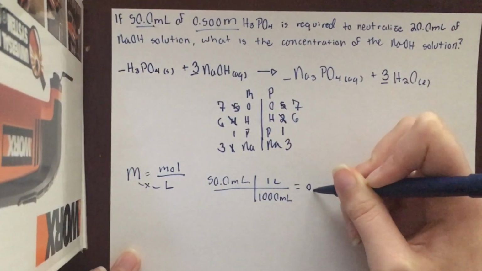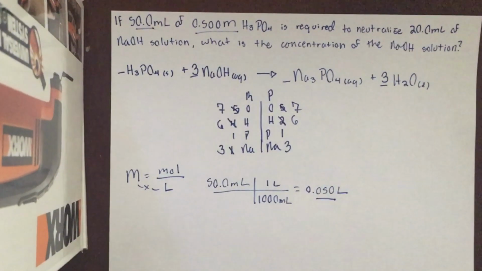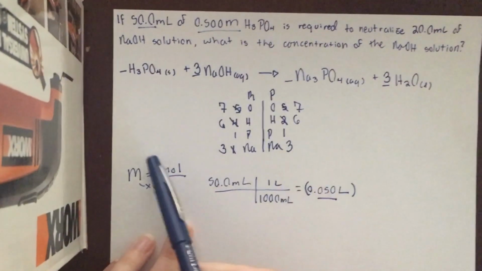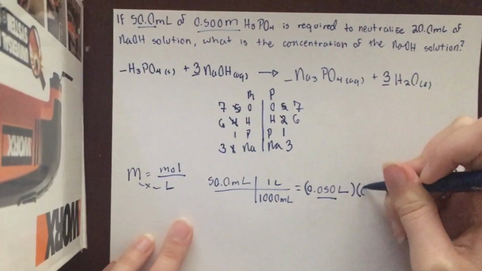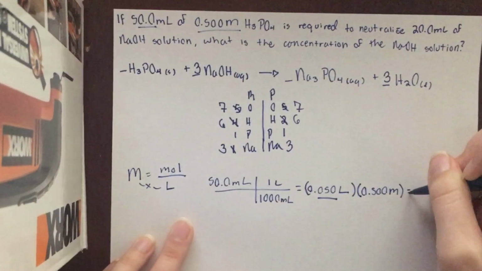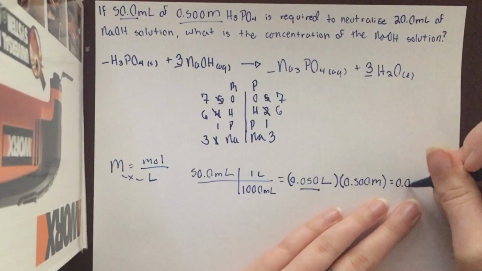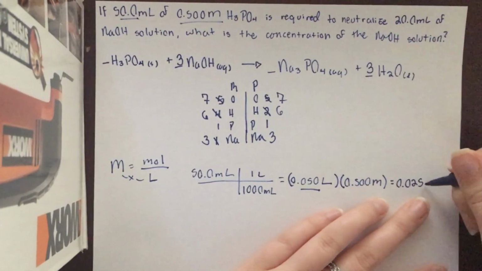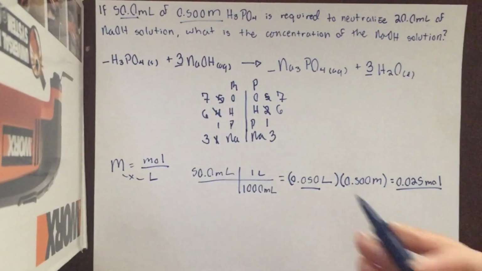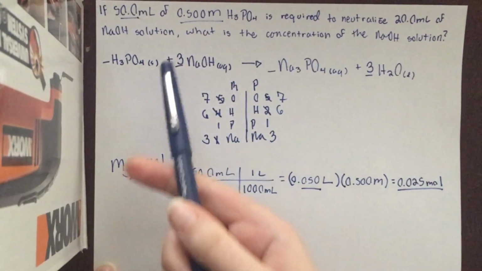Which then gives us a volume of 0.050 liters, 3 sig figs. All right, now that we know this value, based on our equation, if we multiply it by our molarity, which is 0.500 molar, we get our number of moles of phosphoric acid, which is 0.025 moles.